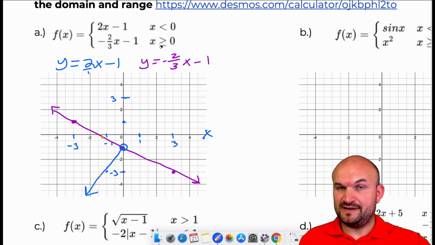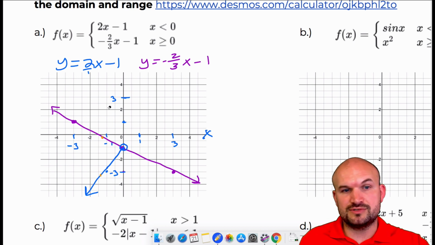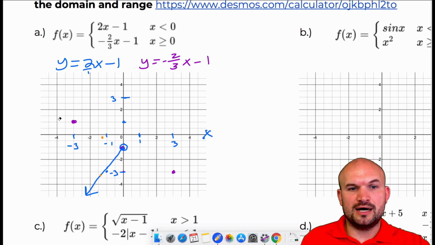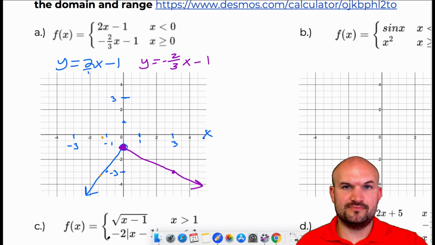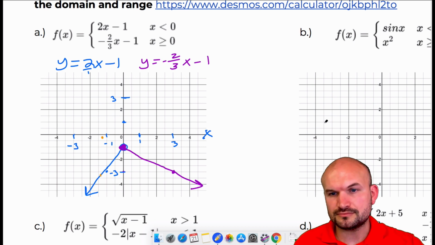Now for the purple graph, on the contrary, this is saying all values that are greater than or equal to 0. So the purple graph is going to be for all values at 0, so I'm going to fill that in, and then going to the right. That's how that equation is going to look.